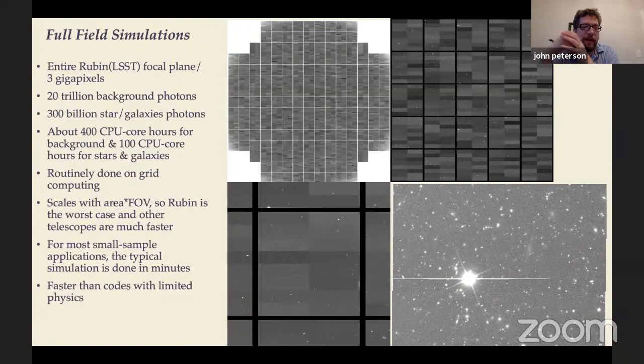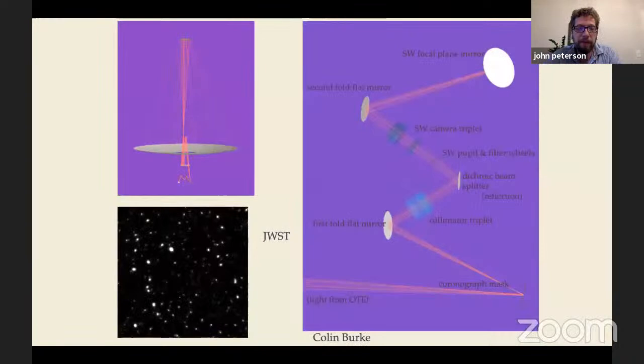So these numbers are actually often faster than very simple codes people have written with either no physics or limited physics. Even if you have a simple PSF convolving code, when you actually go through the trouble of figuring out where sources go, doing the convolution, turning it into images and writing out the images, people often find that the speeds are quite comparable, even though we have all the photon physics.